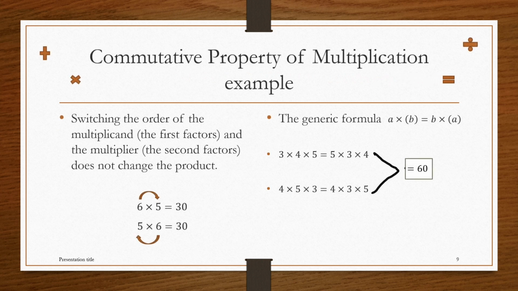Commutative property of multiplication example: switching the order of the multiplicand, the first factor, and the multiplier, the second factor, does not change the product.